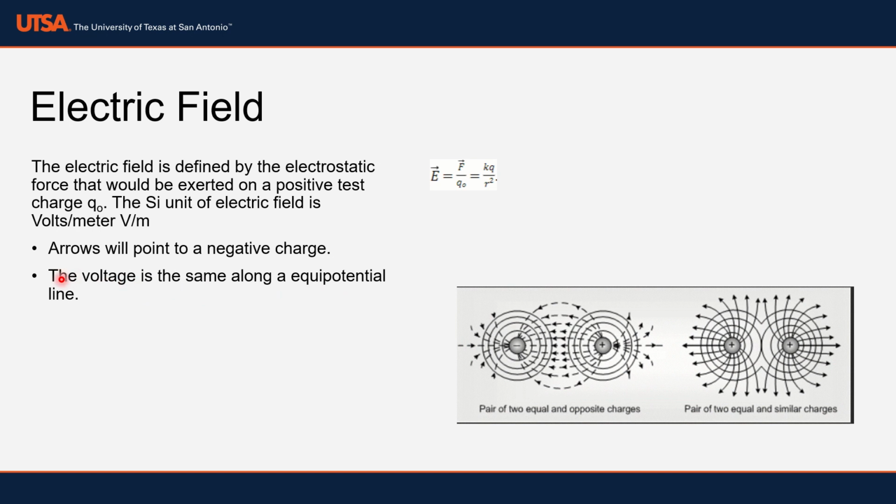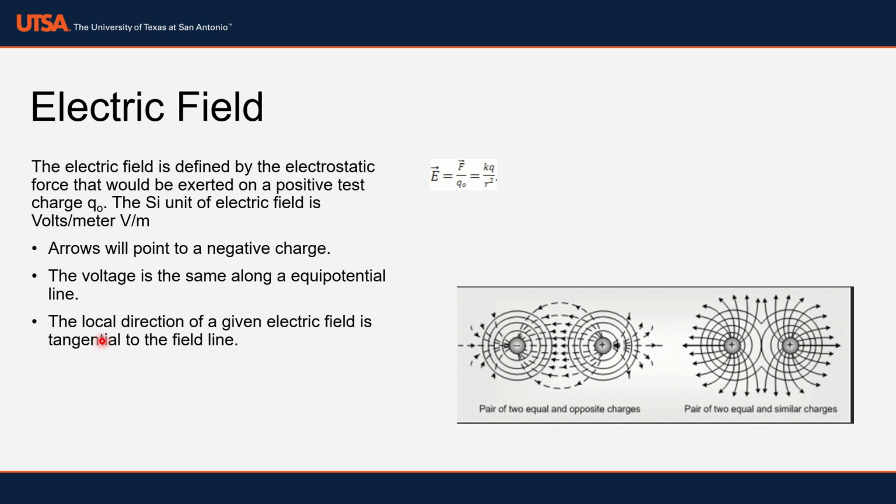Now I want to point out something about terminology. Another word for voltage is potential. Sometimes people use electric potential. So if you ever see the words electric potential or potential, they're really referring to voltage.